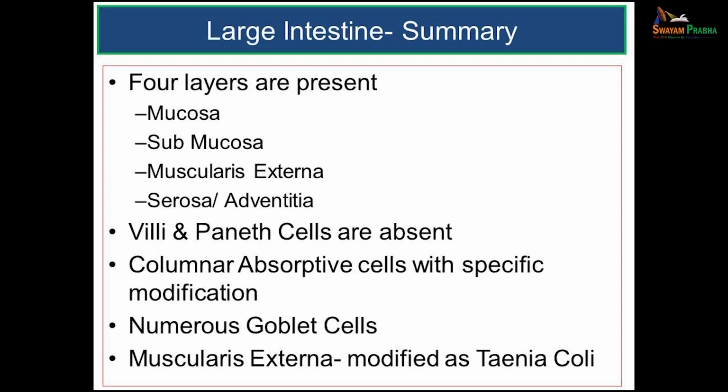The layer of muscularis externa is also modified as compared to the rest of the small intestine. The outer longitudinal layer is modified into 3 longitudinal thickened bands, in between of which is a thinner section. This is called taenia coli, and this is very specific to the large intestine. So with that, we come to the end of the session of large intestine.